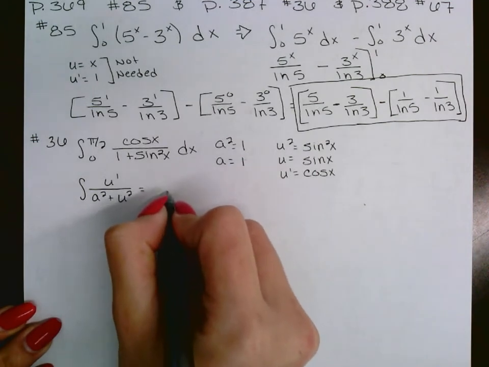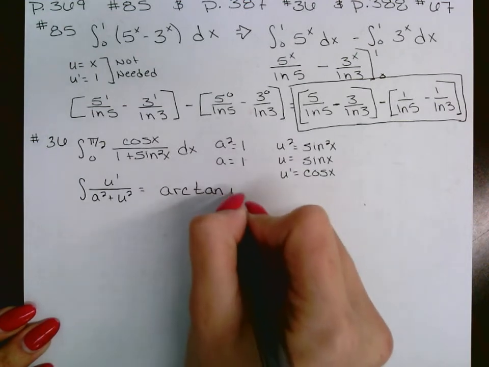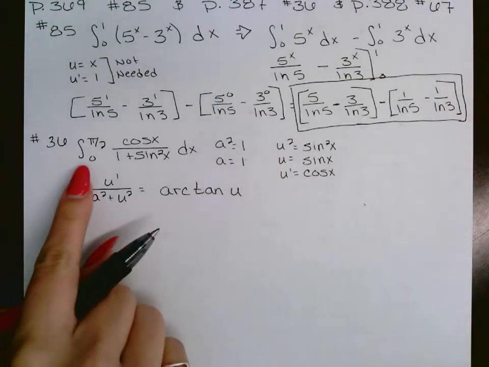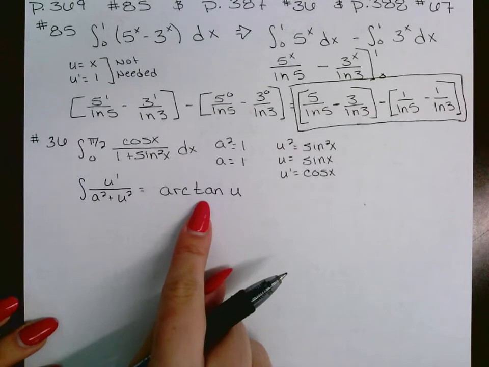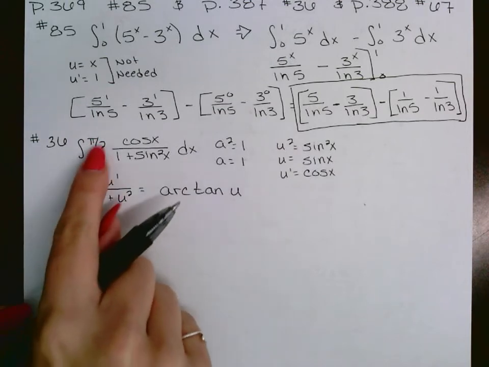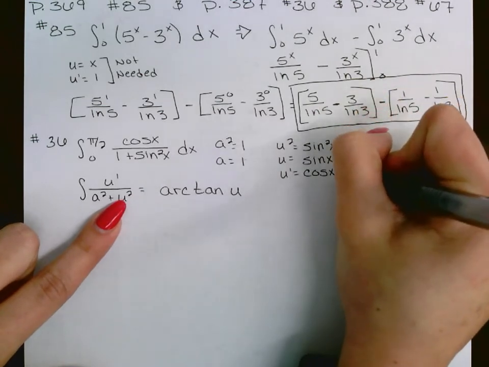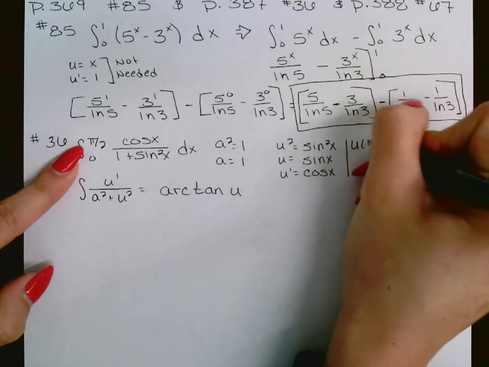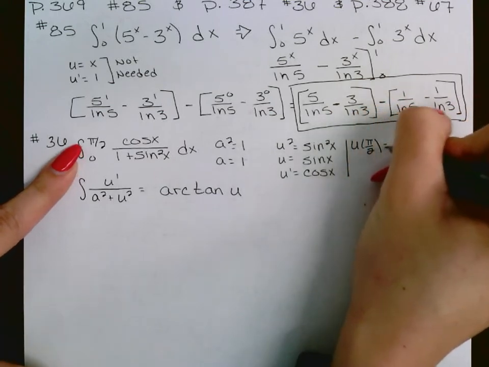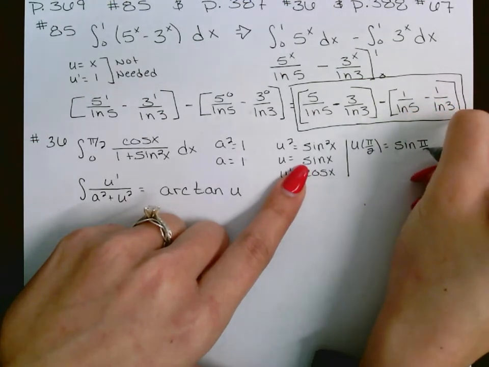That would make the antiderivative of that arctangent of u. If this was an indefinite integral, you would put your plus c and plug your u back in and you'd be done. Okay, it'd be nice and short. But because this is a definite integral and I use u substitution, I need to take a moment and change my u's accordingly. So u at pi over 2 would mean that I'm saying sine of pi over 2.